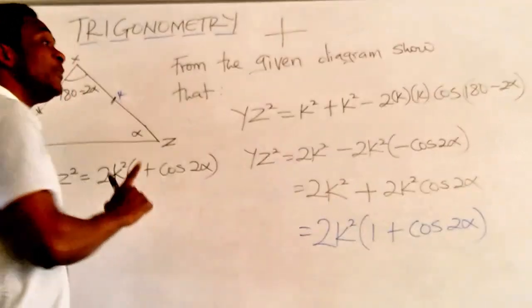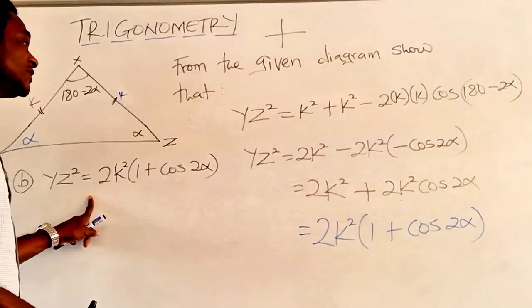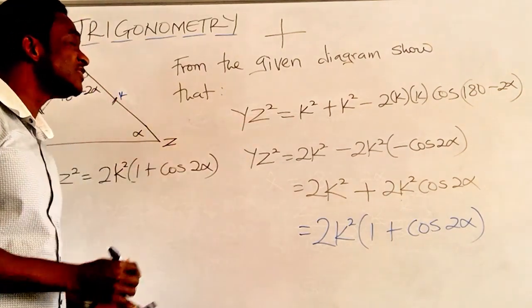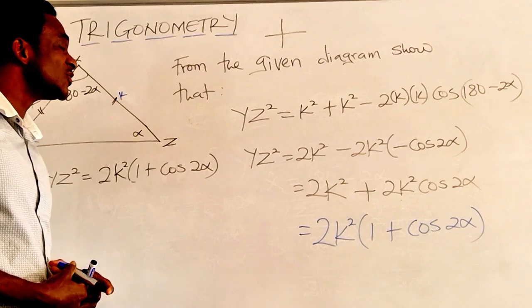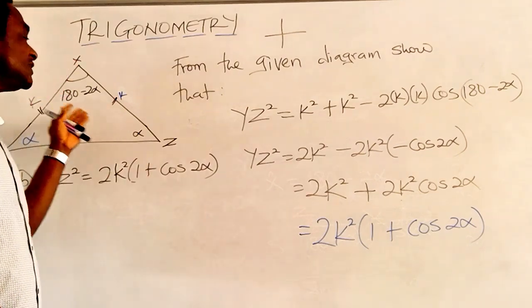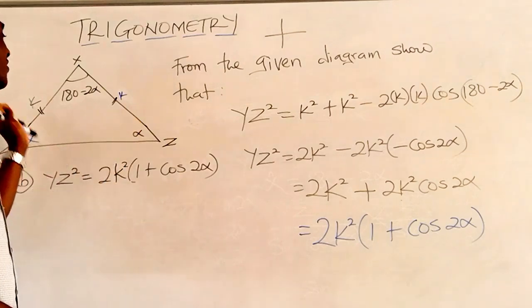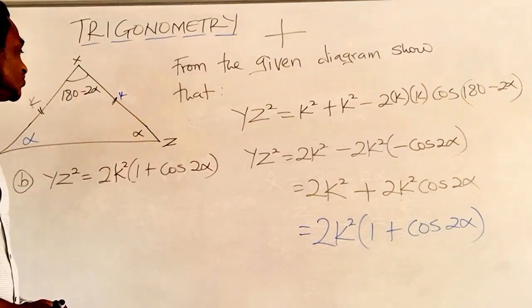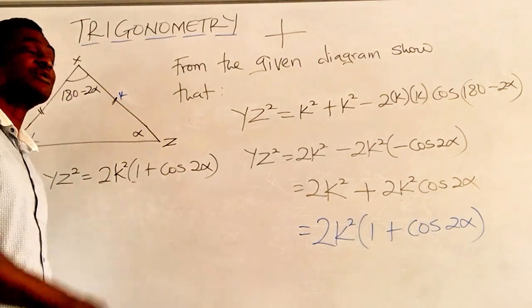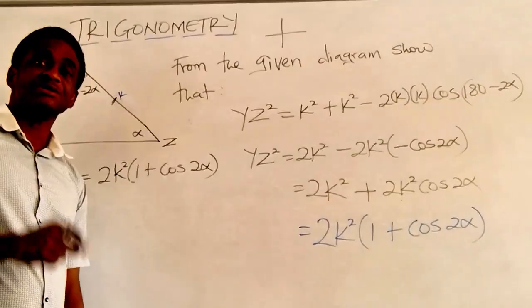Please note there's no mark allocation for this, so you must get all your marks in the simplification. Everything needed must be taken into consideration. The idea that this is an isosceles triangle and everything must be taken into consideration. And then check your expression, continue simplifying until you get to your expression.